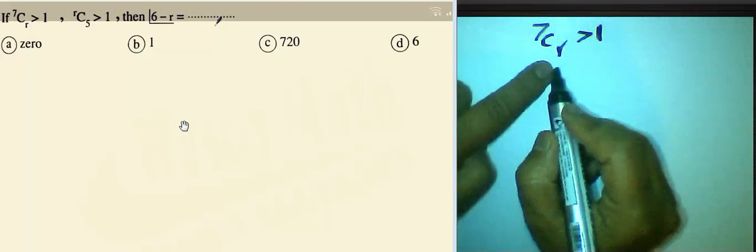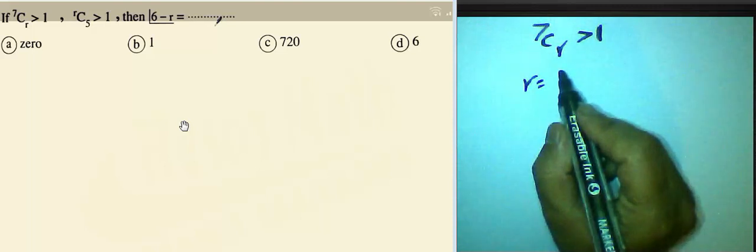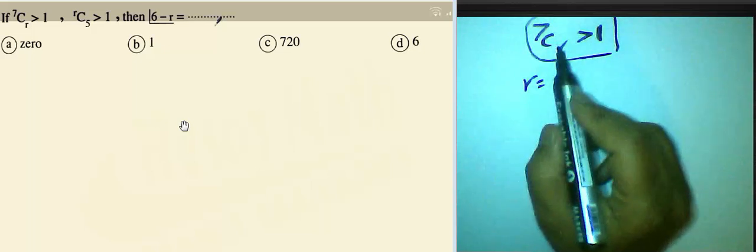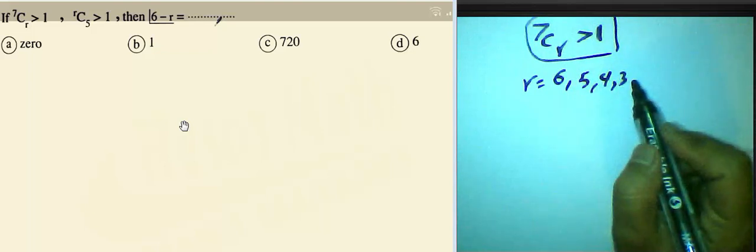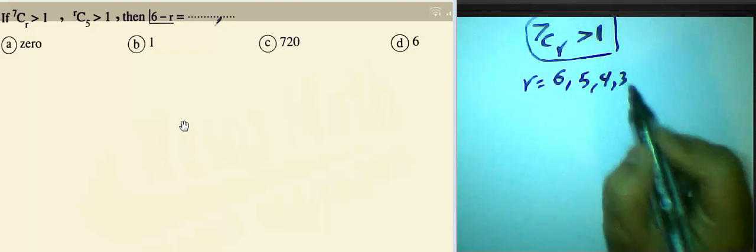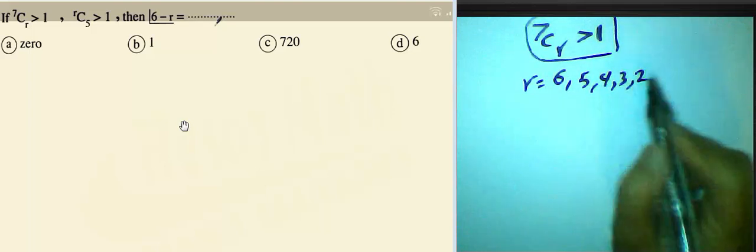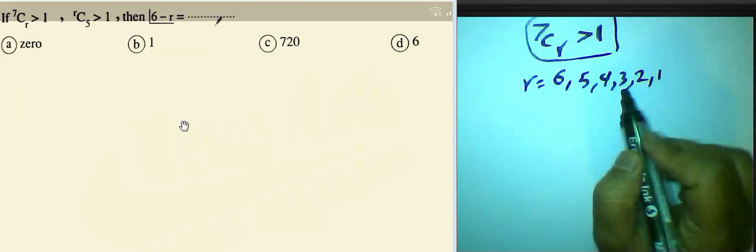If 7Cr is greater than 1 and rC5 is greater than 1, then factorial of 6 minus r equals what? We know 7Cr greater than 1 means r will be any number less than 7, such as 6, 5, 4, 3, and 2. You can write 1 as you like, but don't write 0 or 7.